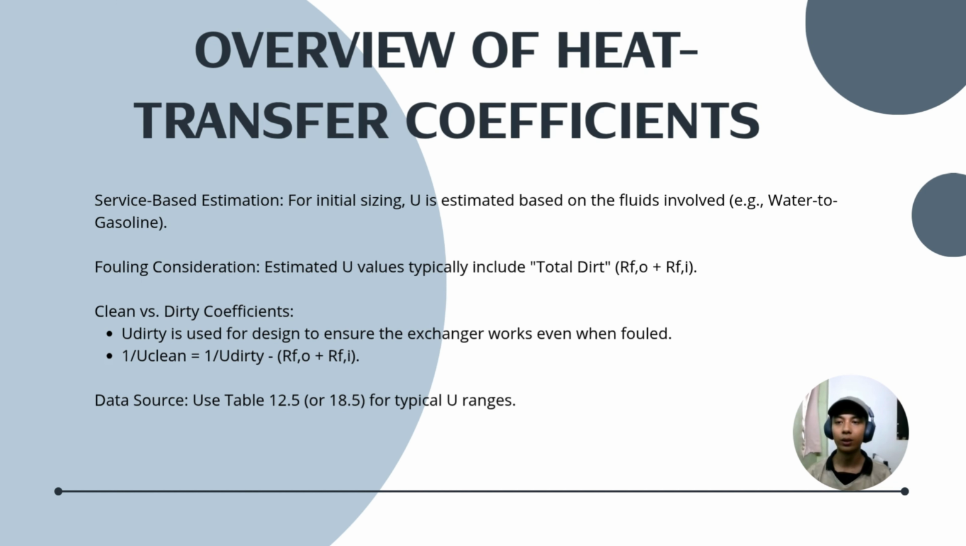Now, in the early stages of a project, we often don't have all the data for a rigorous calculation. For preliminary design, we use industry standard estimates for U based on the specific service. Refer to table 12.5. As you can see in the table, these typical values already include a total dirt or fouling factor. This is critical because it gives a dirty U for design purposes, ensuring our equipment continues to meet heat duty requirements even after months of operation. For example, a water to gasoline exchanger typically operates with a U between 60 and 100 BTU.